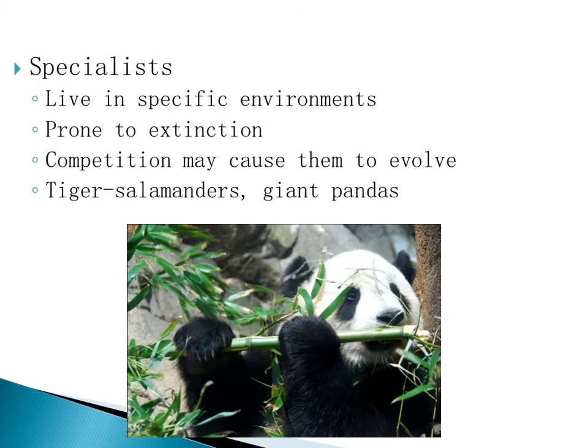They become extinct. So these species that are specialists are very prone to extinction. Competition may cause them to evolve. Tiger salamanders and giant pandas, of course, are examples. Pandas only eat bamboo, which is a very limiting factor because if that bamboo gets a disease, for example, and wipes out, bye-bye to all those.